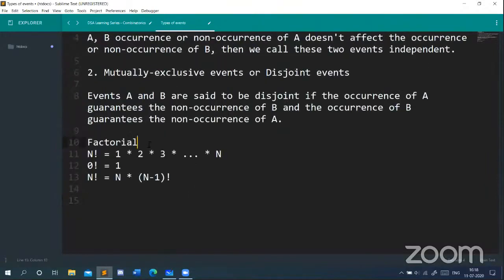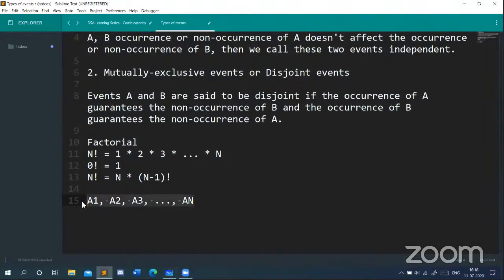So why do we need to talk about factorials all of a sudden? It's because a factorial fundamentally solves one problem, and that problem is arranging n things in a line. So let's say I had n things, a1, a2, a3, and so on till an, and I had to arrange all these things in a line. The answer comes out to be n factorial, and let me just quickly explain how.